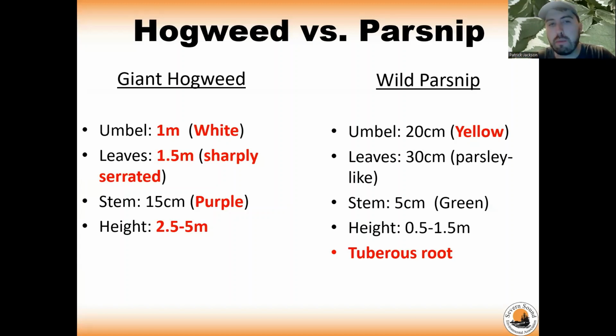The stem's going to have purplish blotching on giant hogweed, whereas it's going to be green on wild parsnip and be quite ridged. In terms of height, giant hogweed can get quite tall. I typically see it in the 3 meter range, 3 to 4, but certainly it can get even taller than that under the right conditions. Whereas wild parsnip is typically about the height of the average person. And it has that carrot root when you pull it up.